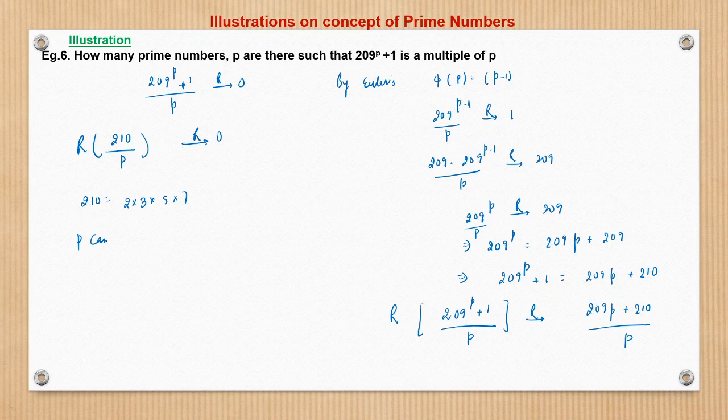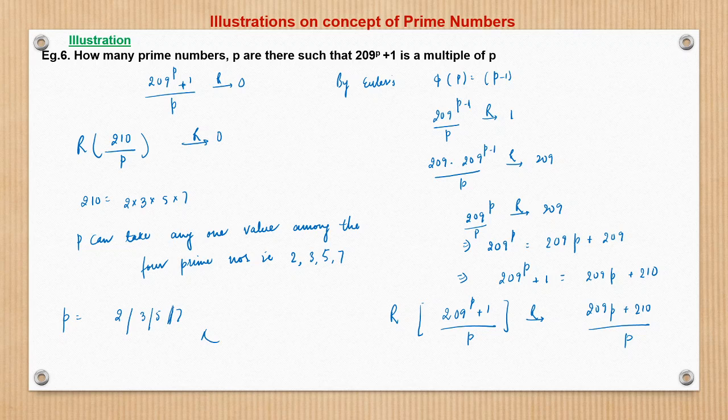So p can take any one value among the four prime numbers, that is 2, 3, 5, 7. So, how many prime numbers can p take? That is 2 or 3 or 5 or 7. This is the possible set.